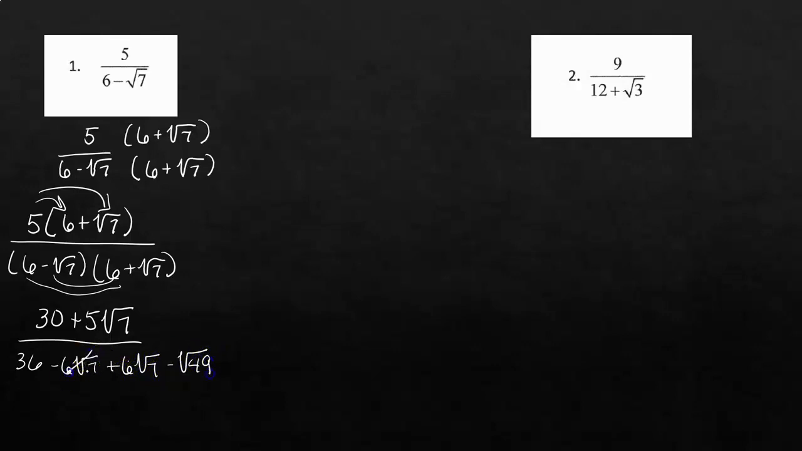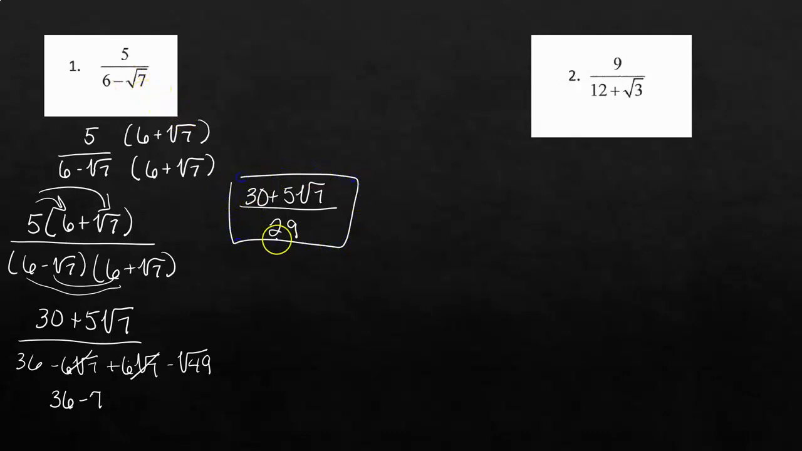All right, these in the middle, they cancel. So we are left with 36 minus the square root of 49, which is 7. So let's put this all together. Up here, I have 30 plus 5 root 7 over 36 minus 7, which is 29. And I know when you compare the original and the second one, it doesn't really seem like this is a more simplified version, but this is how it works.